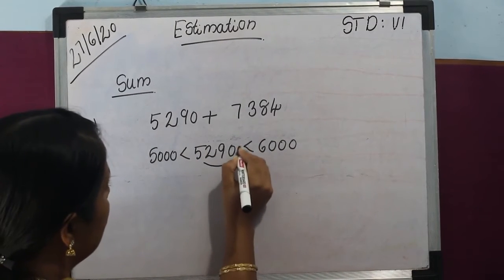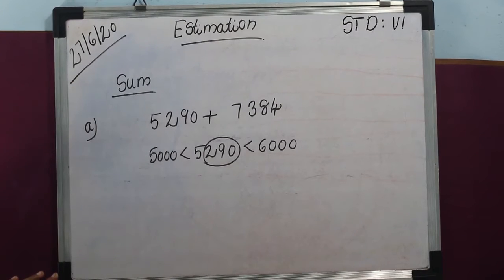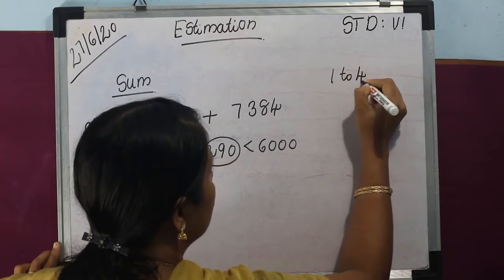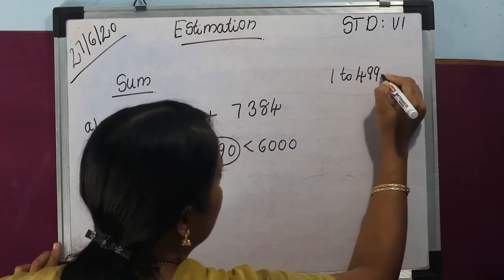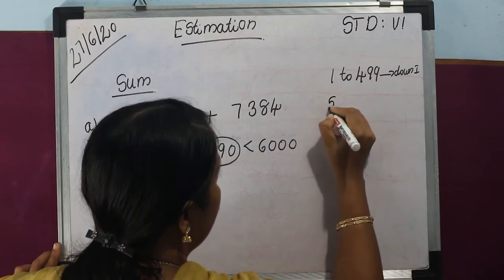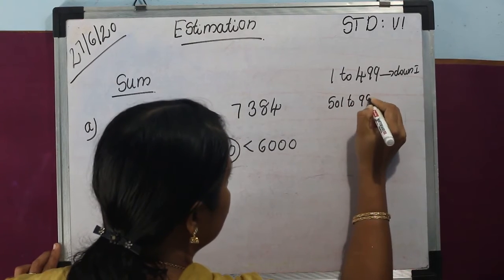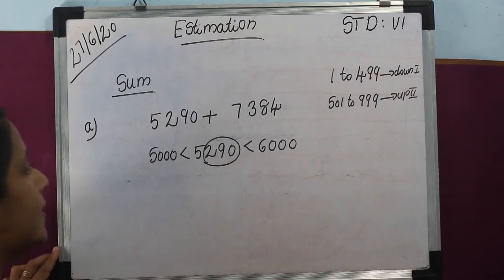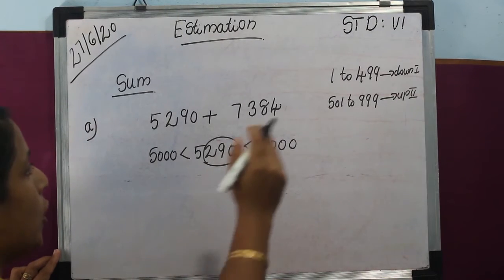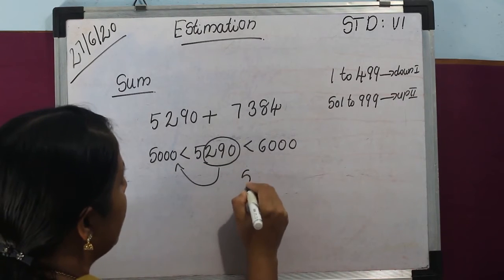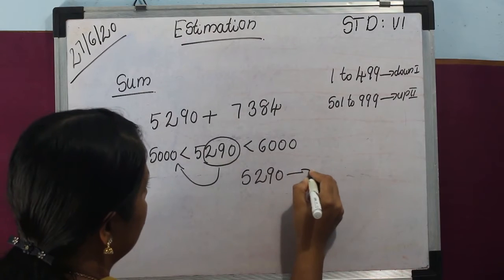Then we take the number 290. We know that 1 to 499 is rounded down to the first number, and 501 to 999 is rounded up to the second number. In this case, our number is 290, so it belongs to rounded down to the first number. That is, 5290 is rounded down to 5000.